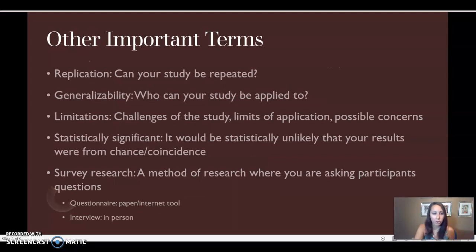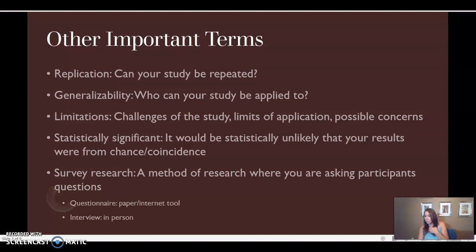Some other important terms that might be significant more towards the end of the study. Replication is, can my study be repeated with the same results? If I do my study with you and I get these results and I publish these results in a journal, and someone tries to repeat that study with another group of students at a community college up in Minnesota, and they get totally different results, there would be questions about the replication of my study.